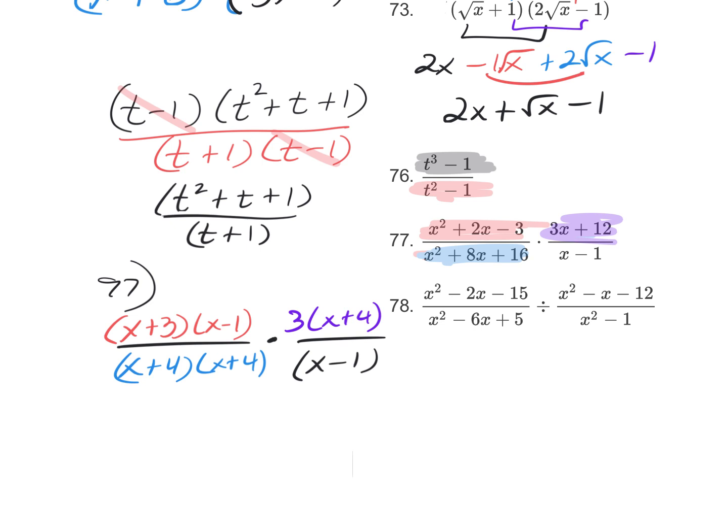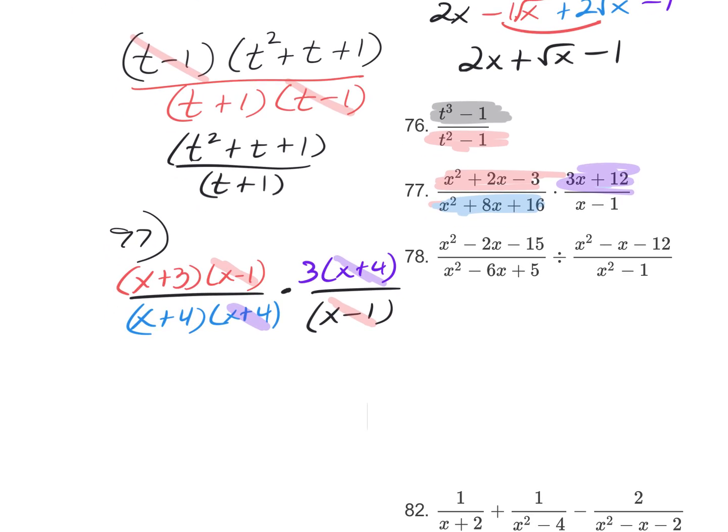Now I'm going to look for things to simplify. I can simplify an x plus 4. I can simplify an x minus 1. And that is all that can be simplified. So the final answer on 77 is going to be 3 times x plus 3 over x plus 4.